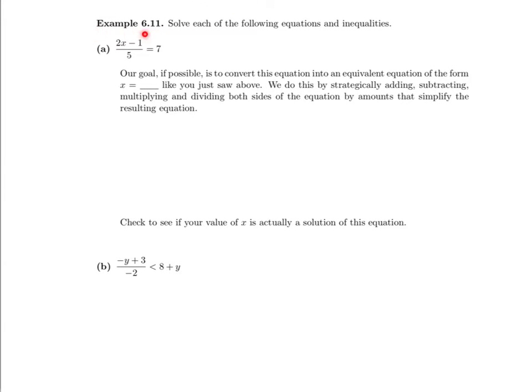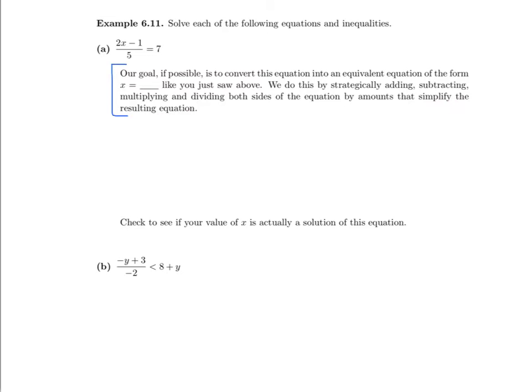Example 6.11. Let's look at part A. So in this example I have also written out what we were just discussing in the previous illustration above. So our goal, if possible, is to convert the equation into an equivalent equation of the form x equals something, just like you saw above. And we do this by strategically adding, subtracting, multiplying, and dividing both sides of the equation by amounts that simplify the resulting equation.